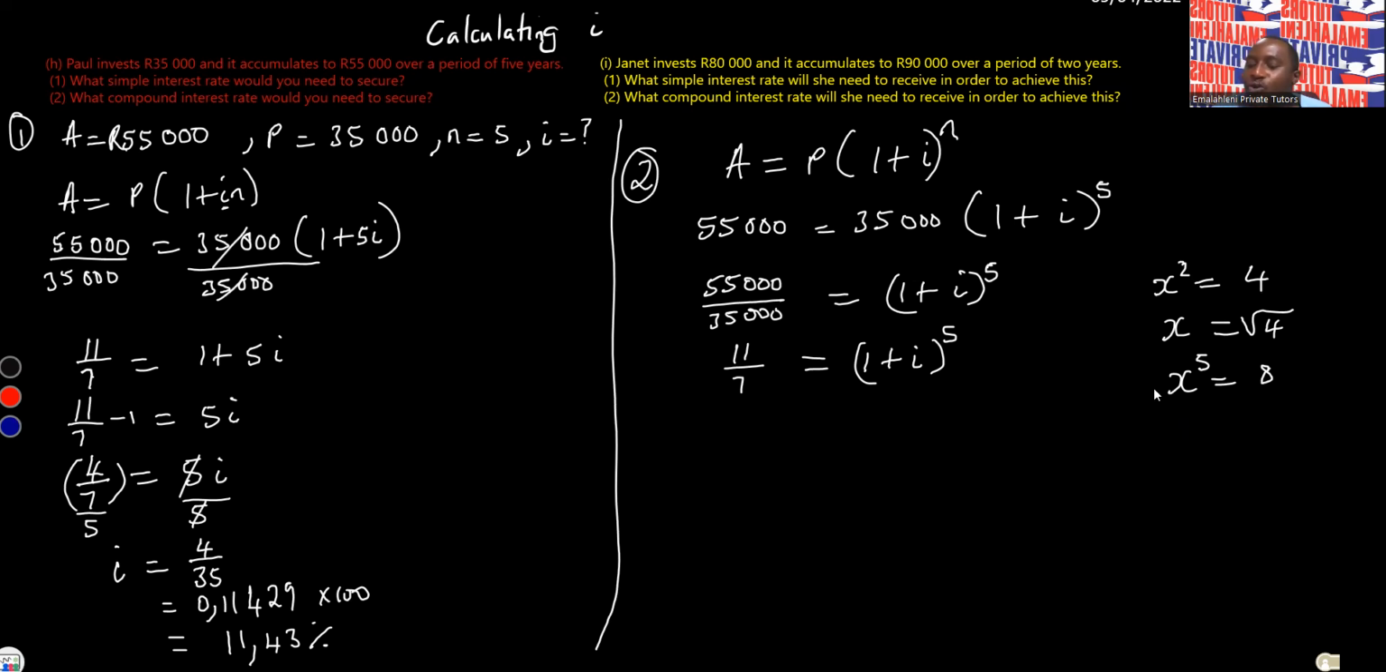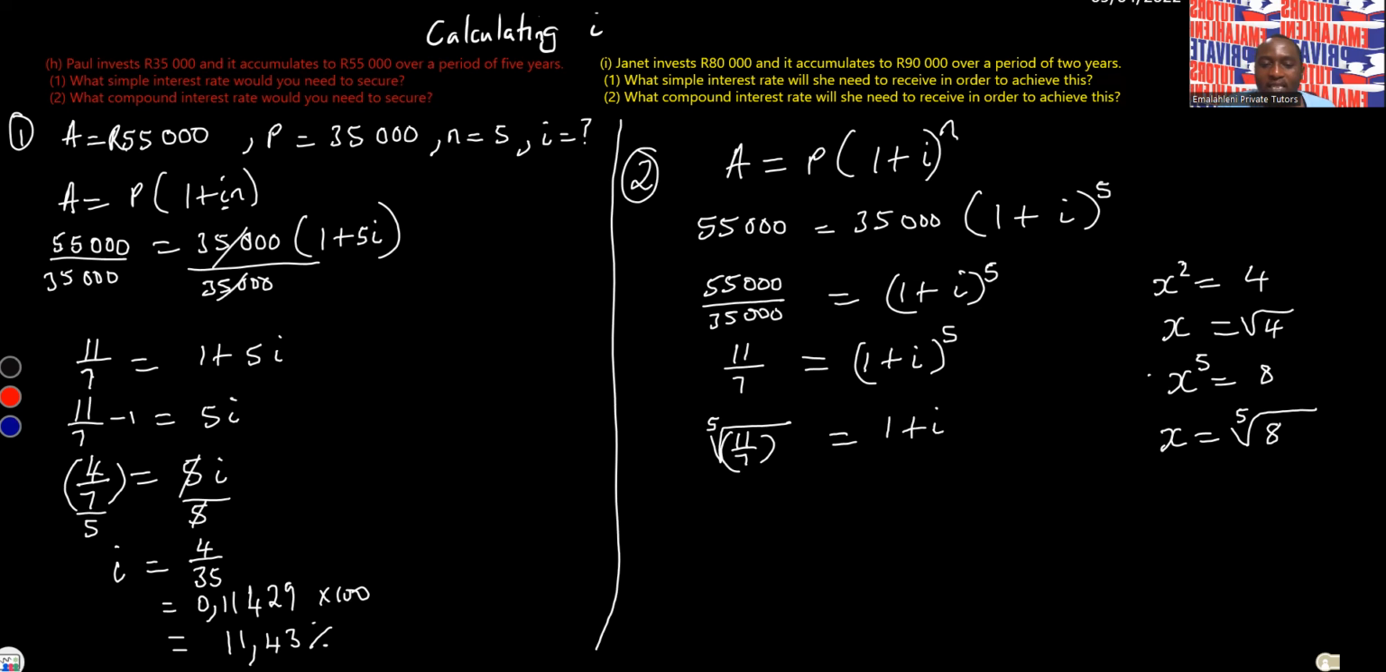We are going to root again, but we can't just say root. What we're having here is x is equals to root, but now we put the 5 here on the root. So it's going to be the 5th root of 8. That's how you get your x. So here again, the same thing. We're going to do the same. So it's going to be the 5th root of 11 over 7 is equals to 1 plus our i.